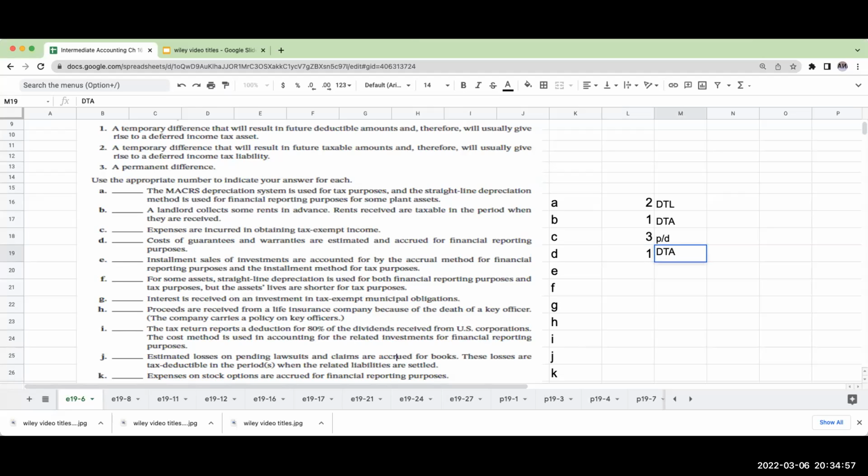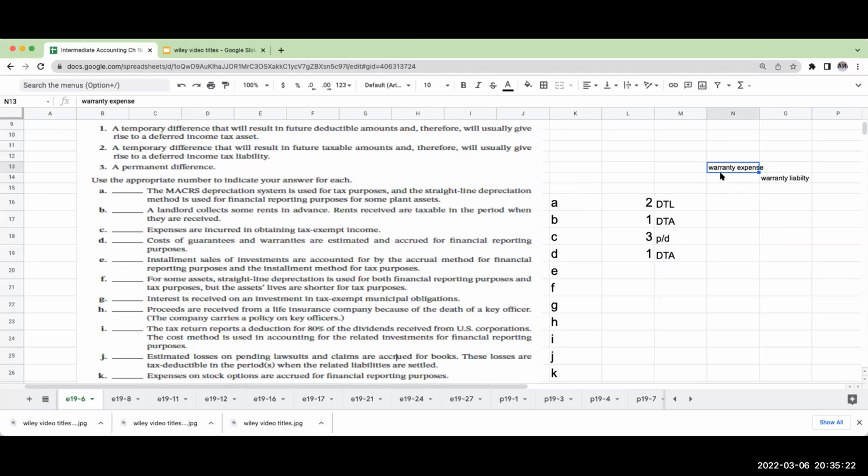This is one of those things where if I have a warranty, so if I'm taking warranty expense and I'm crediting warranty liability, I'm taking the expense for my financial statement purposes, but for tax purposes, they're going to say, that hasn't happened yet, so you can't deduct it.